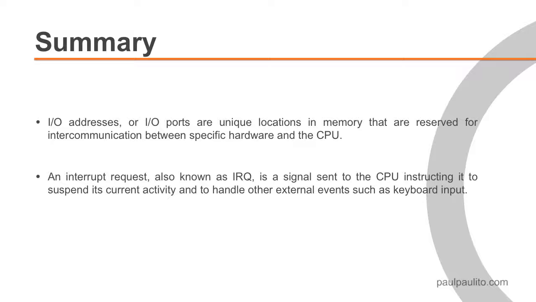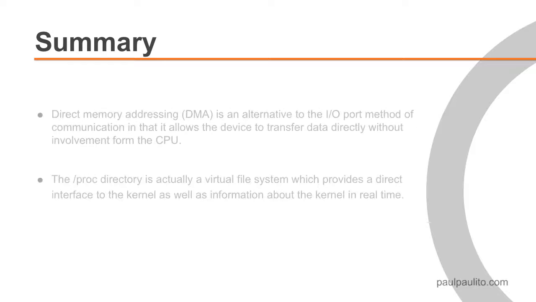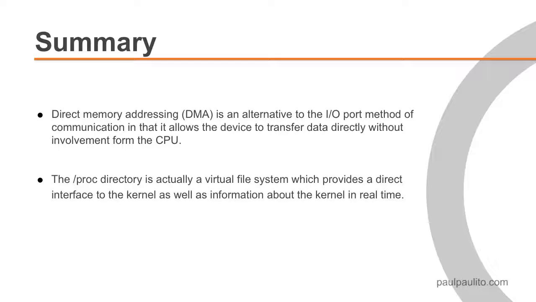Summary. I/O addresses, or I/O ports, are unique locations in the memory that are reserved for intercommunication between specific hardware and the CPU. An interrupt request, also known as IRQ, is a signal sent to the CPU instructing it to suspend its current activity in order to handle other external events, such as keyboard input. Direct memory addressing, DMA, is an alternative to the I/O port method of communication, which allows the device to transfer data directly without involvement from the CPU.